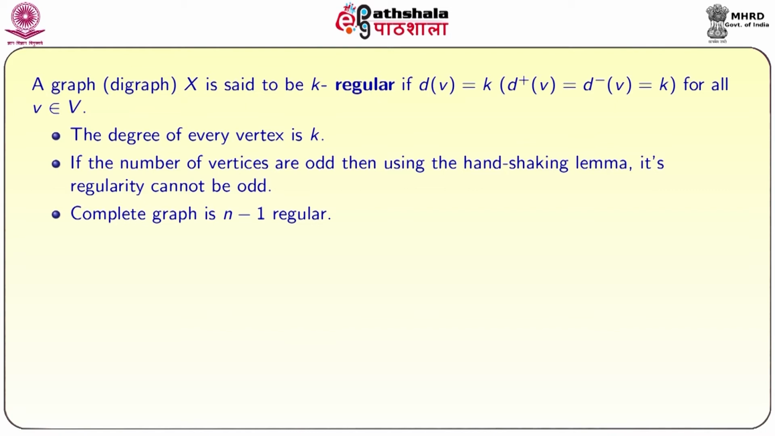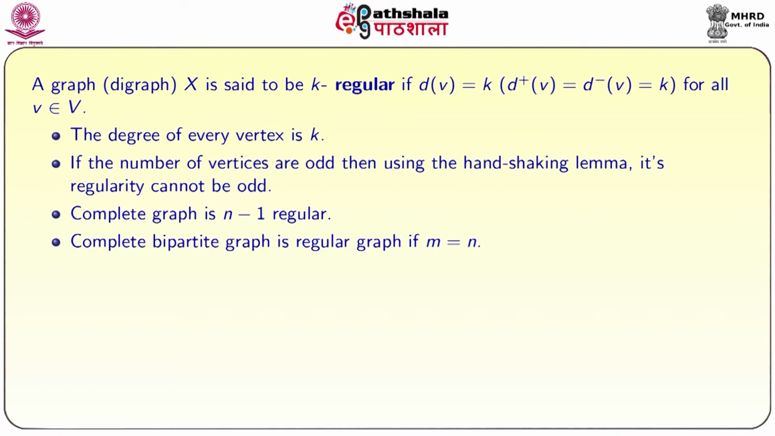A complete graph is n minus 1 regular. As we observed in the complete graph, there is an edge from every vertex to every other vertex. So the degree of each vertex is n minus 1. Of course, we are assuming here that the number of vertices in the complete graph is n.